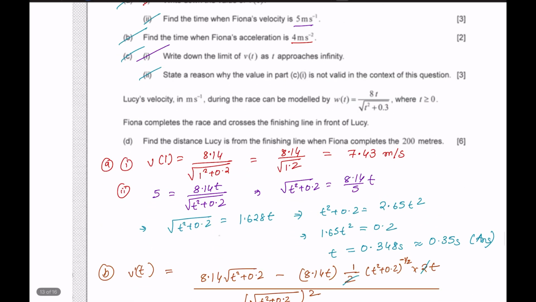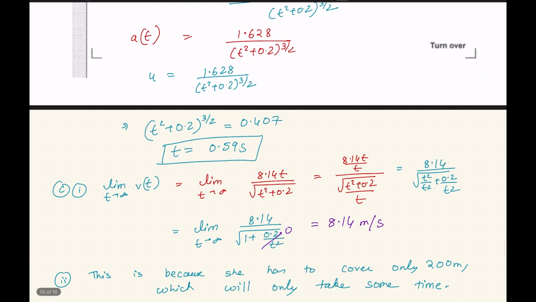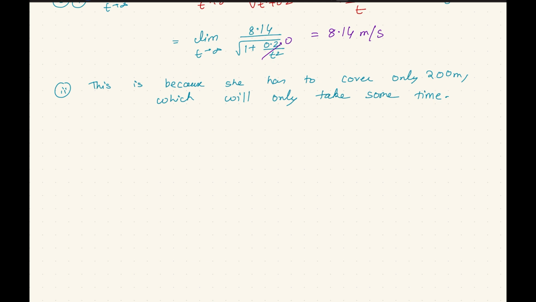Now they have also given us the equation for Lucy. Lucy's velocity can be modeled by this equation. Fiona completes the race and crosses the finishing line in front of Lucy. So Fiona finishes first, Lucy finishes second. Find the distance Lucy is from the finishing line when Fiona completes the 200-meter race. Okay, so part D is a bit tricky.